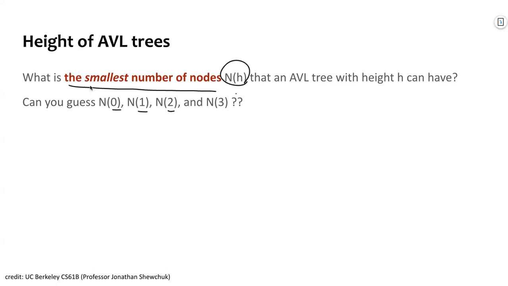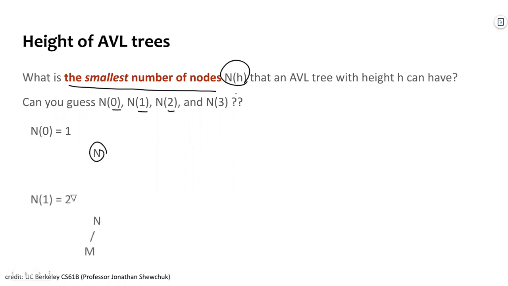All right, thank you for sharing your answers. Let's have a look at these numbers together. In the case of n0, it is going to be 1 because we have one level and the smallest number of nodes we need is just one node like this.